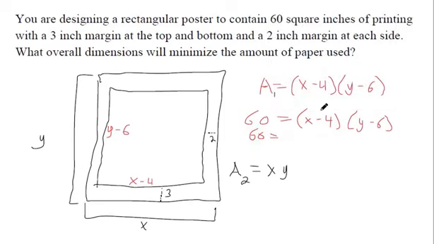So can you solve for x or y here? Yes, you can. Okay. What you'll want to do is pick one. It doesn't matter in this case. I'll solve for x, so I'm going to divide y minus 6 from both sides.